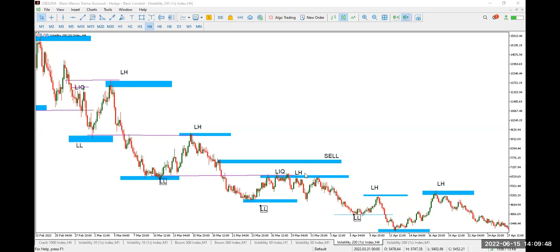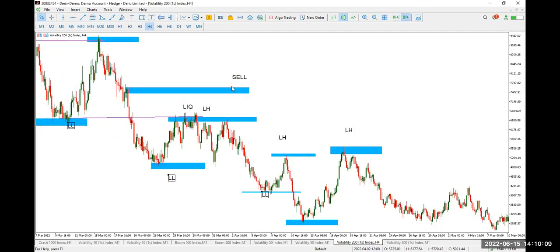So guys, the market formed this liquidity at this lower high. Anything that is called equal high or equal low in the market, avoid it, avoid it, avoid it. So the market creates a liquidity to this order block here. This lower high is to this order block. So they are going to use this order block as a retracement. So we have a sell here.